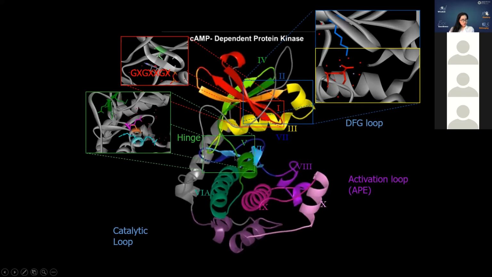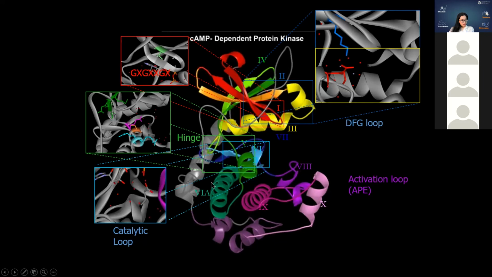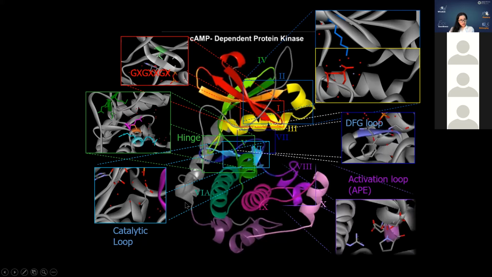And the hinge region is where the ATP normally binds. This is the hinge in green. And there is the catalytic loop that allows the catalytic reaction to occur, and the activation loop and DFG loop. The DFG loop is here in blue. Sorry for my mistake. So the DFG loop is here, and the activation loop. All these more than 500 protein kinases in the human genome have one same fold.